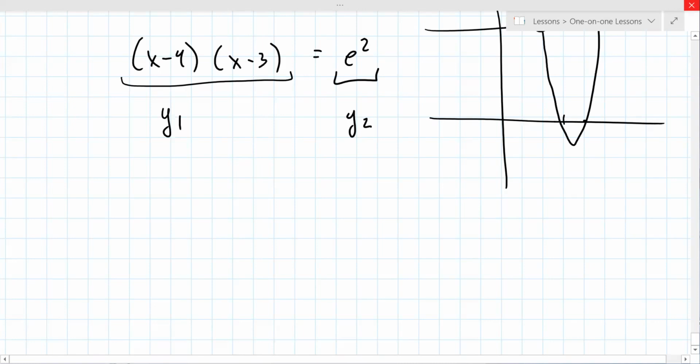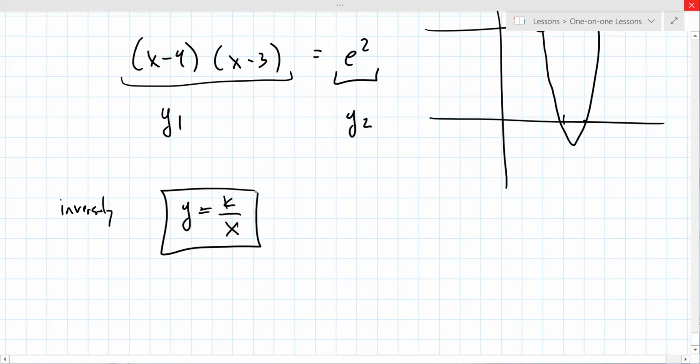Okay. So 16. It says suppose that x and y vary inversely. Is that what you're looking at? Yeah. Okay, so if they vary inversely, that means that y equals k over x. This is by definition. Just have to know that.